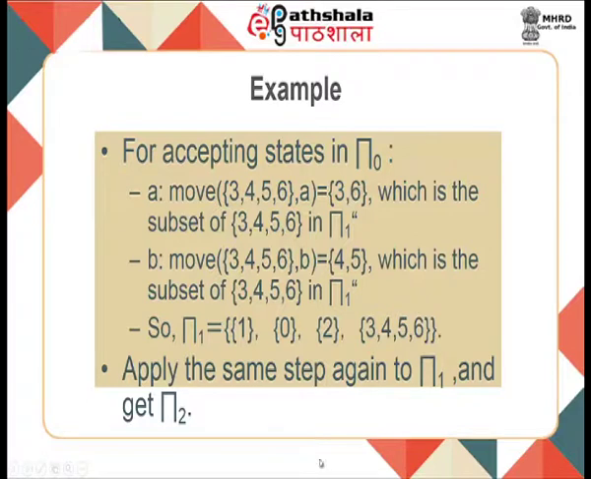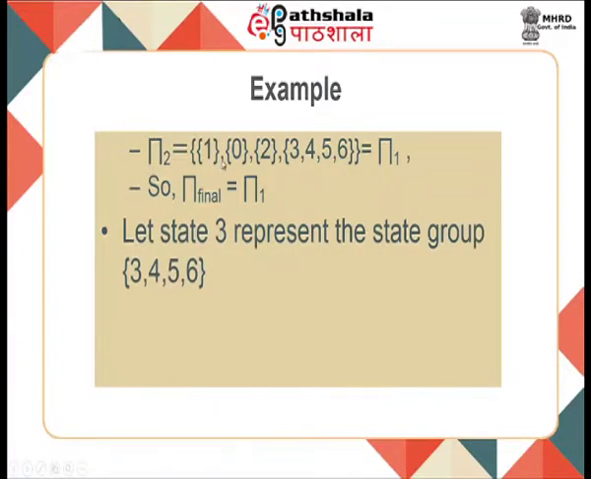Now, 3, 4, 5, 6 is one set. I could call this with a single number, and wherever the other numbers are there, I could replace them with only one number. So, apply the same step again to pi 1 and get pi 2. That is what we have got here. Pi 2 is 1, 0, 2, 3, 4, 5, 6, which is equal to pi 1.